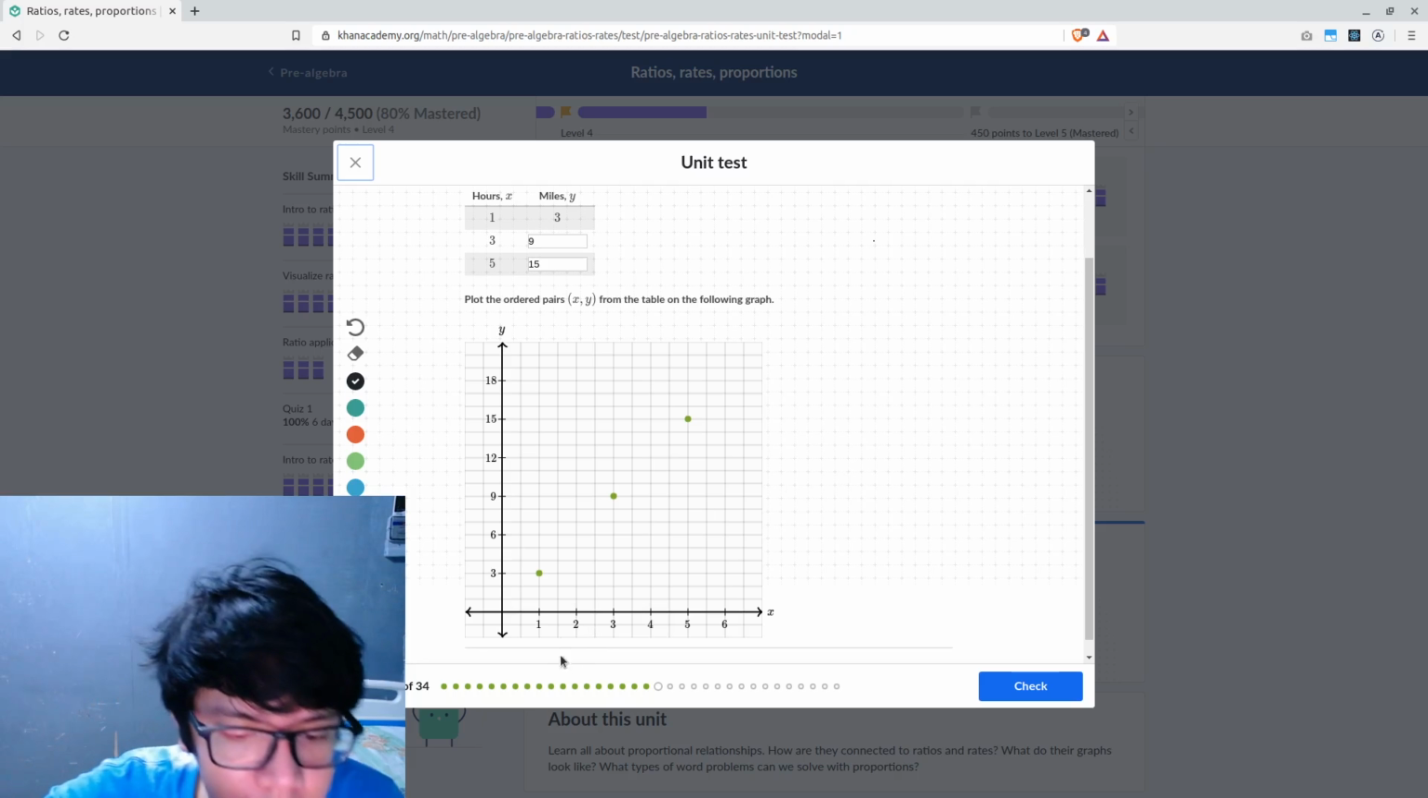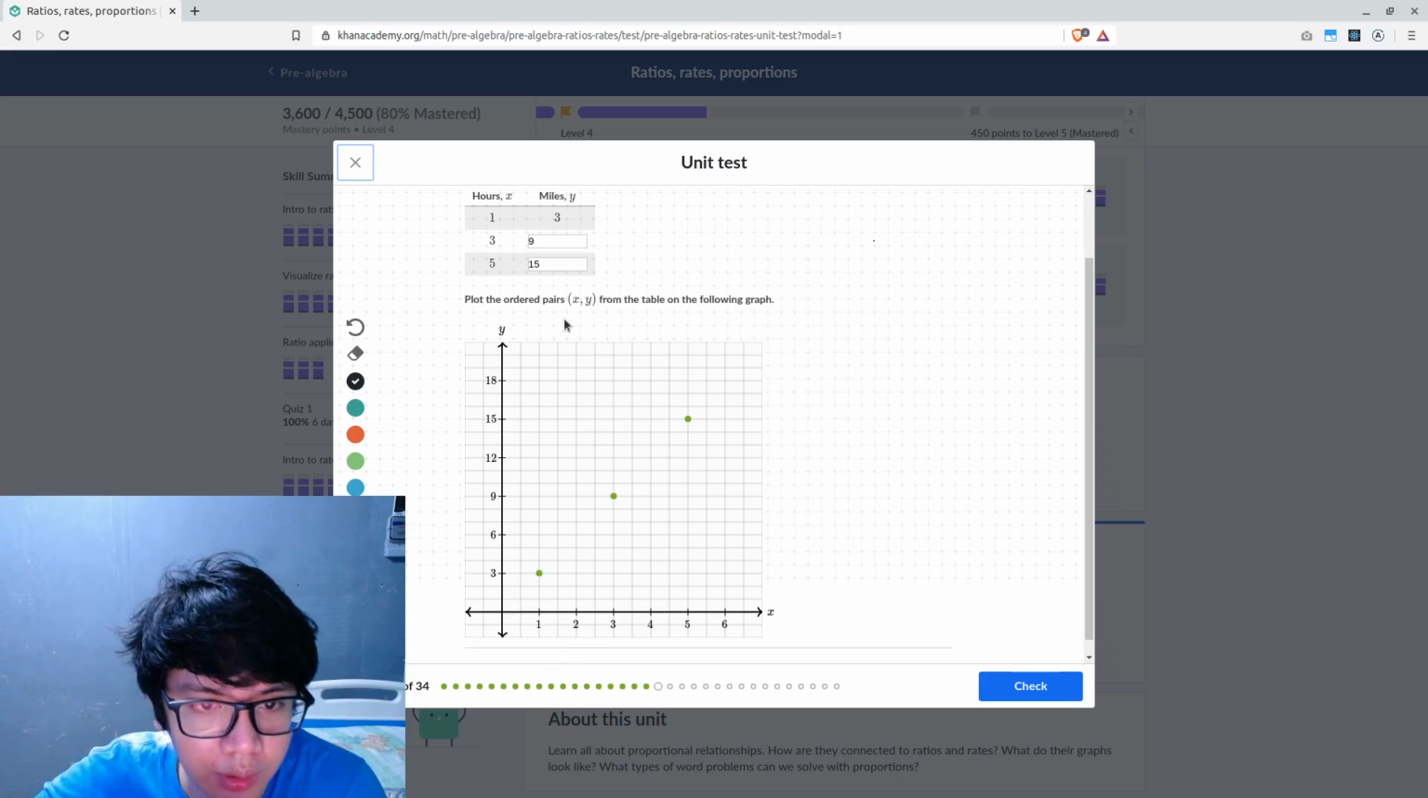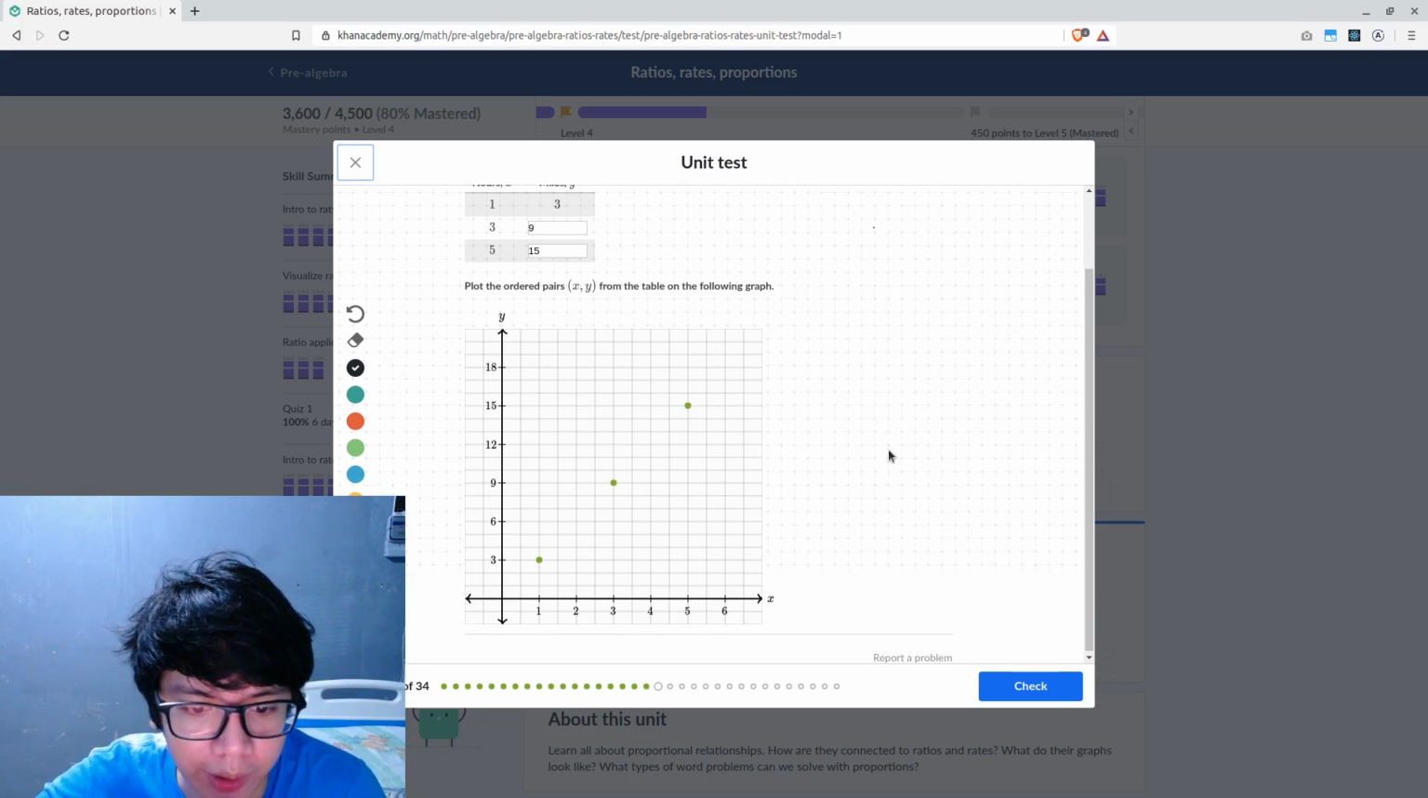X is hours, so 1, and miles Y, 3. And 3 X, 9 miles Y. 5 X and 15 Y. Okay, cool.